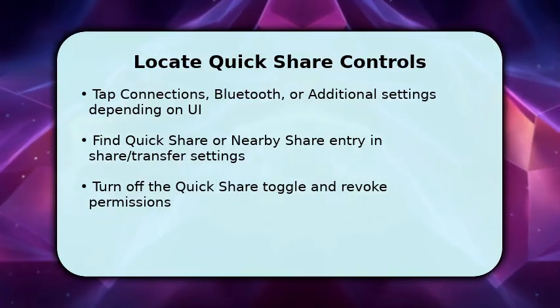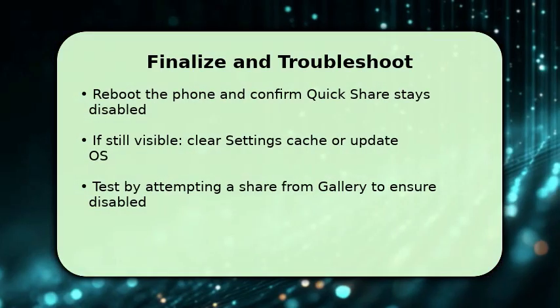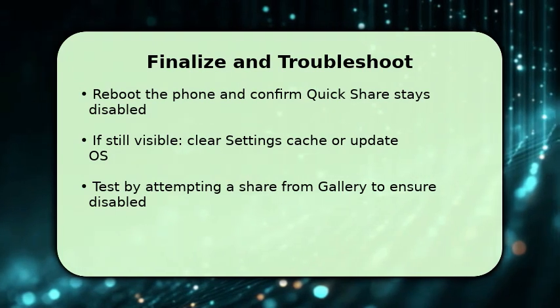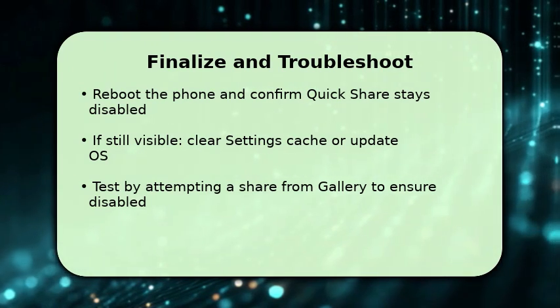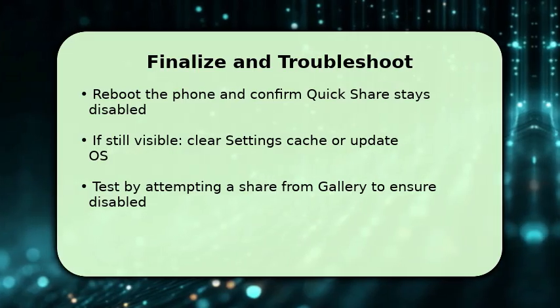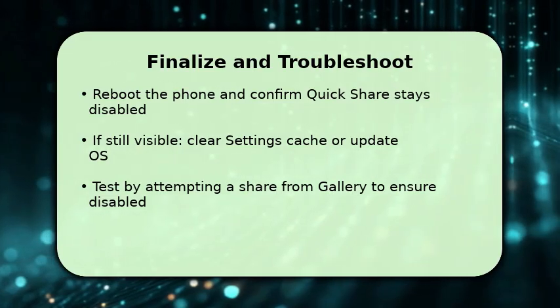You finish by rebooting your Realme and immediately checking that Quick Share remains off. Try sharing a photo to confirm it doesn't list nearby devices. If the option resurfaces, clear Settings App Cache or Force Stop Settings, then disable again.